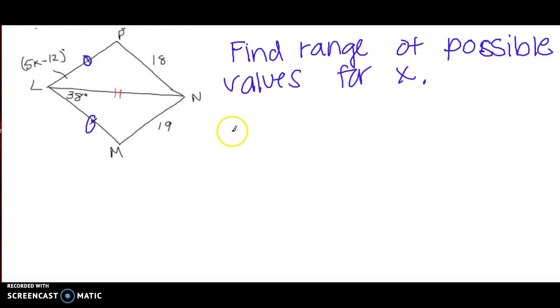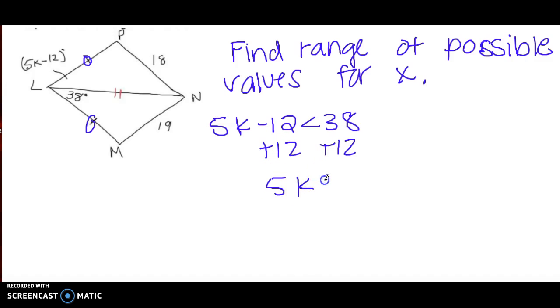Okay, so a range is two numbers, so I'm going to have two inequalities that I'm going to solve. The first one is going to say that 5k minus 12 is going to be smaller than 38. Since 18 is smaller than 19, the angle across from the 18 is going to be smaller than the angle across from the 19. So then we're going to solve for k. I'm going to add 12 to both sides. So 5k is less than 50. Divide by 5. We know k has to be less than 10. So 10 is sort of our top range.